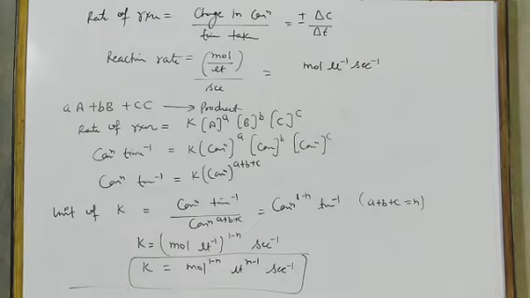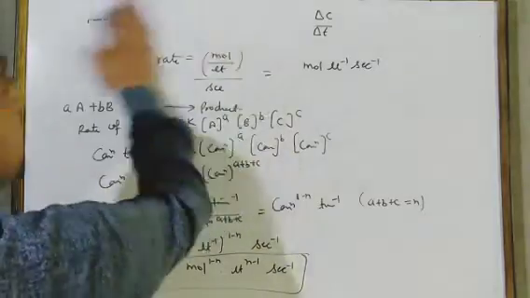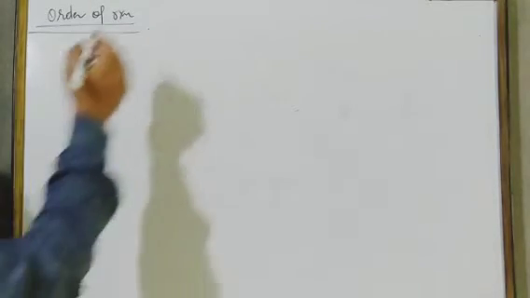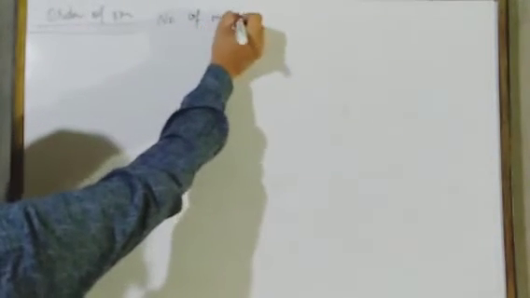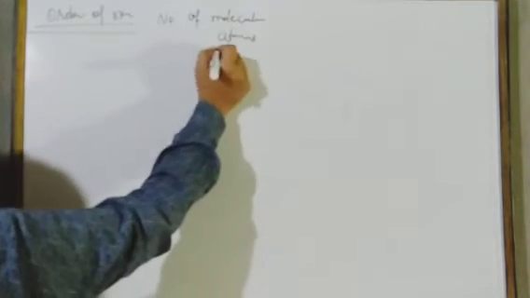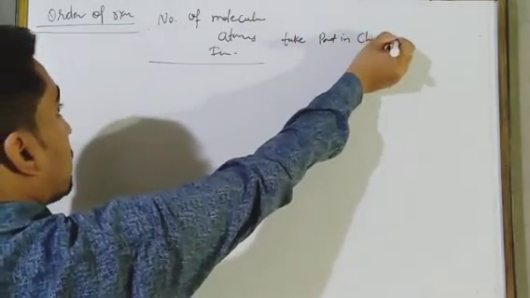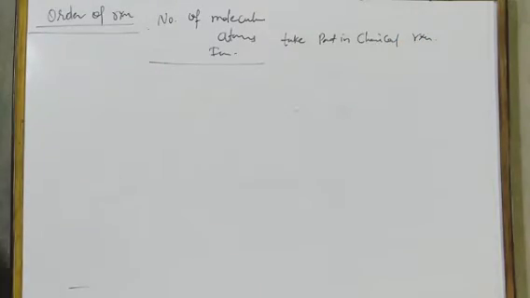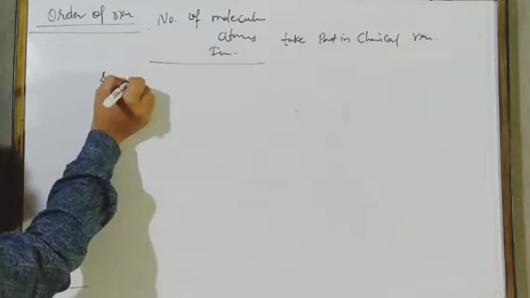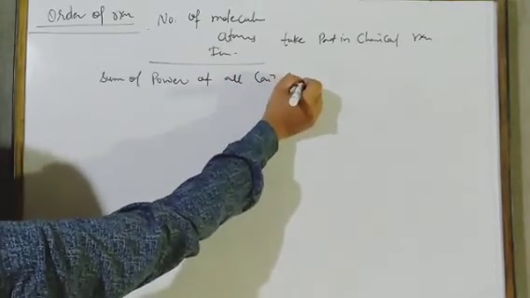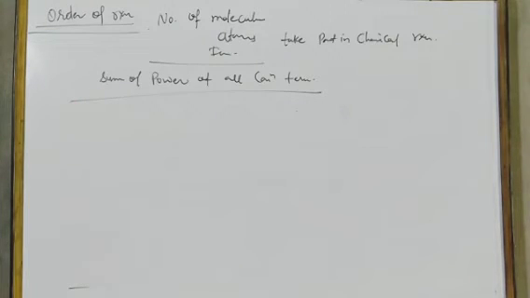Yes. Now next is order of reaction. Order of reaction means it is the number of molecules, atoms, ions which take part in a chemical reaction, or the order of reaction is the sum of power of all concentration terms which are used in any reaction.